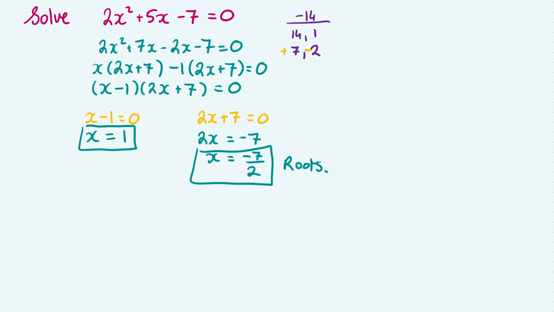And what do the roots do for a quadratic? Well, the roots tell us where the quadratic curve cuts the x-axis. So I know I'll be cutting the x-axis at 1 and at minus 7 over 2. And I'll have a U-shaped graph through that. Let's take a look at another scenario.